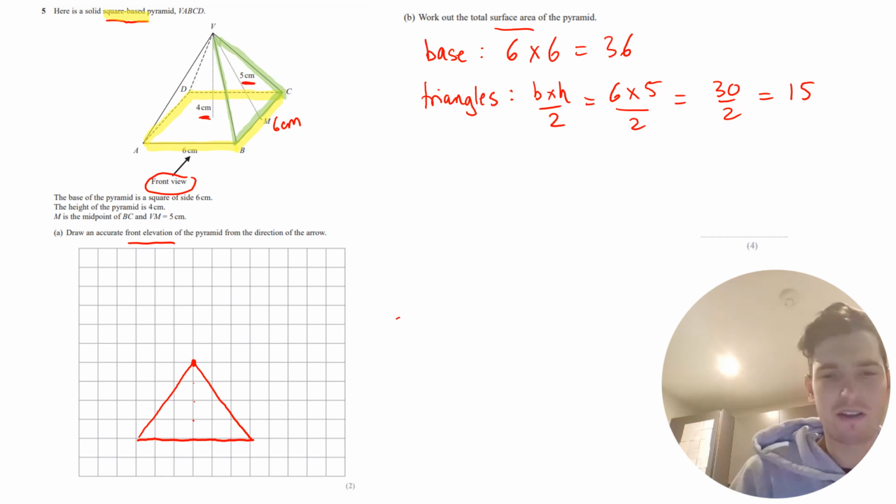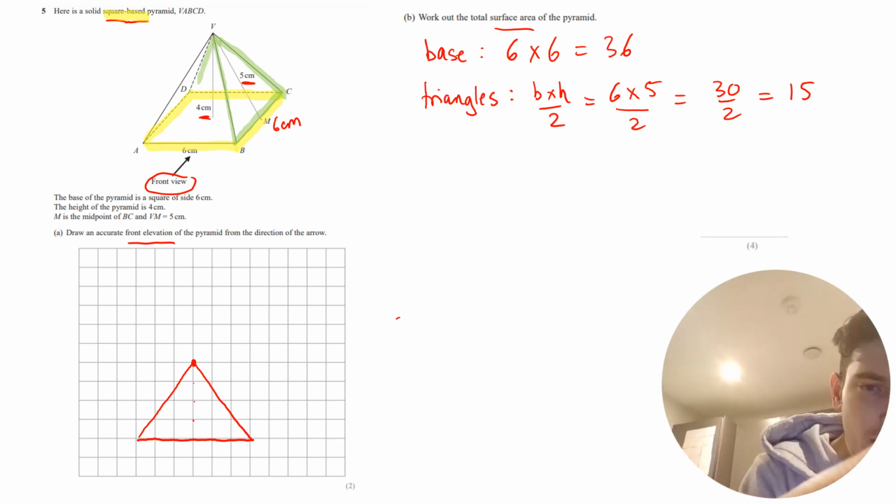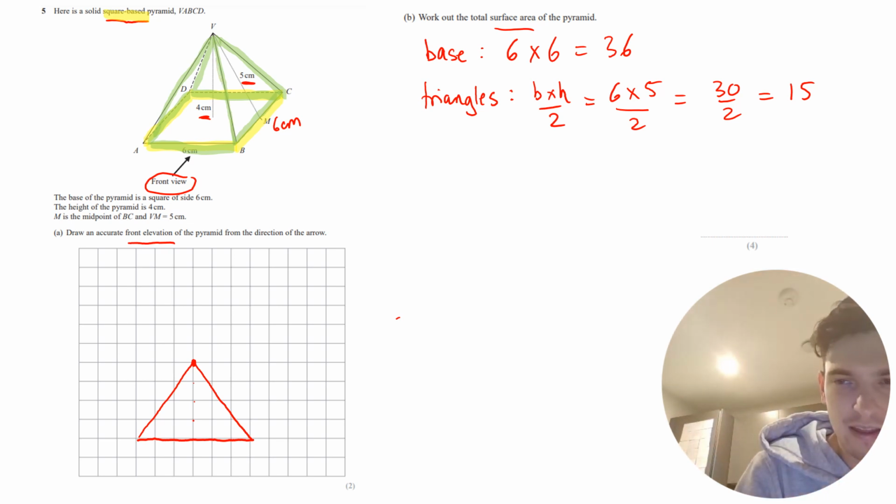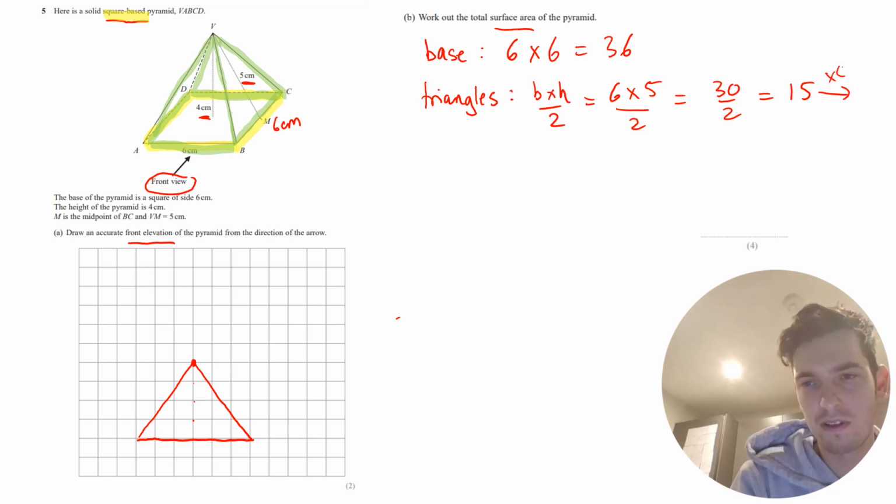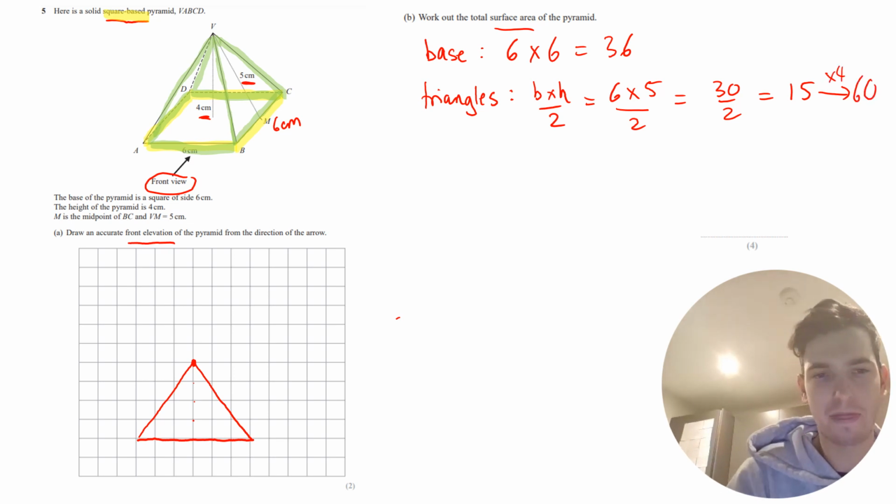Okay, well, how many of these do I have? Let's go back to my highlighter. How many of these do I have? Well, I've got 1 on the side there. I've got 1 at the back, so that's 2. 1 on this side, so that's 3. And then a final one here at the front, so 4. So I think I'm going to multiply this by 4 to get 60.